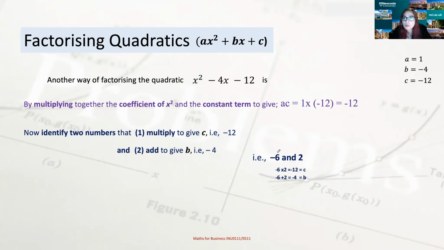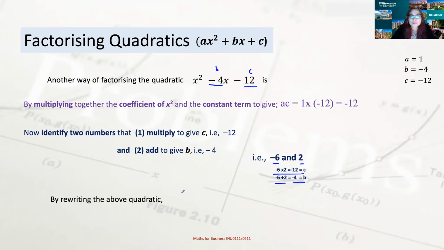So I try all the combinations, then I'll choose minus 6 and 2, because when I multiply them, I get minus 12, and when I add them, I get minus 4. So when I multiply two numbers, I should get minus 12. When I add the same numbers, I should get minus 4. So first C and then B.